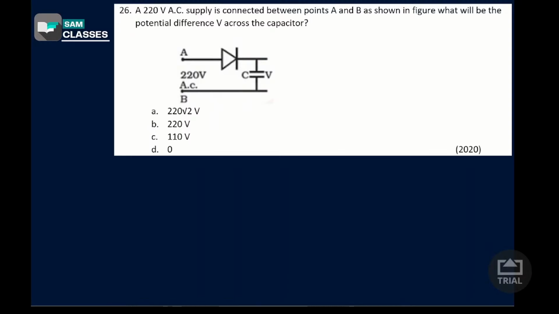So we know the maximum potential difference, the maximum will be what? V_RMS into root 2. So correct. 220 into root 2, so 220 root 2. Clear? V max is equal to V_RMS into root 2. Done. Clear everyone? Chalo.